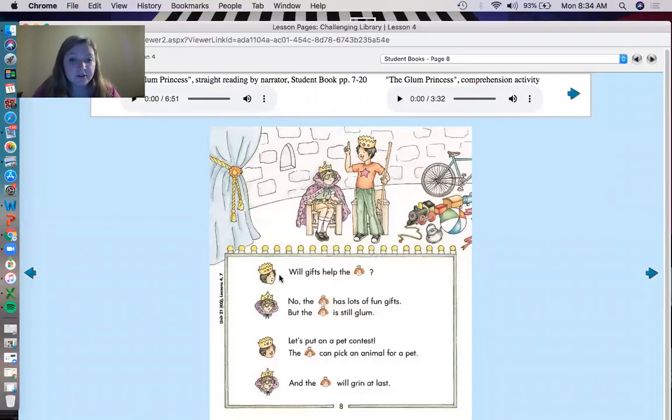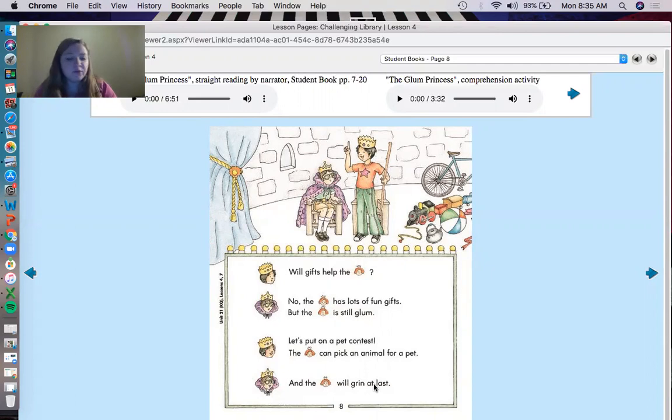All right, let's read this together. The king says, will gifts help the princess? The queen says, no, the princess has lots of gifts. The queen says again, but the princess is still glum. The king says, let's put on a pet contest. The princess can pick an animal for a pet. The queen says, and the princess will grin at last.